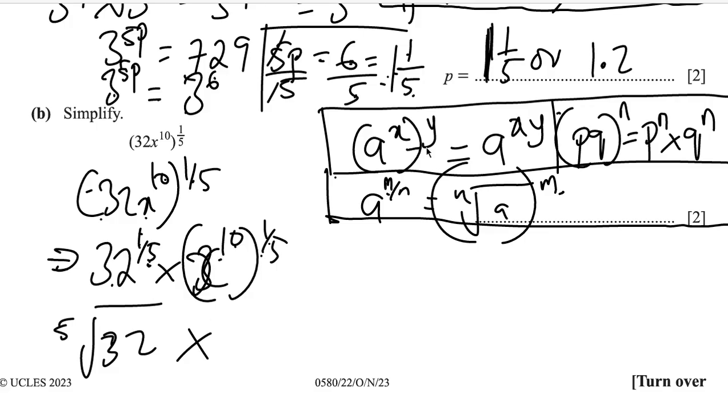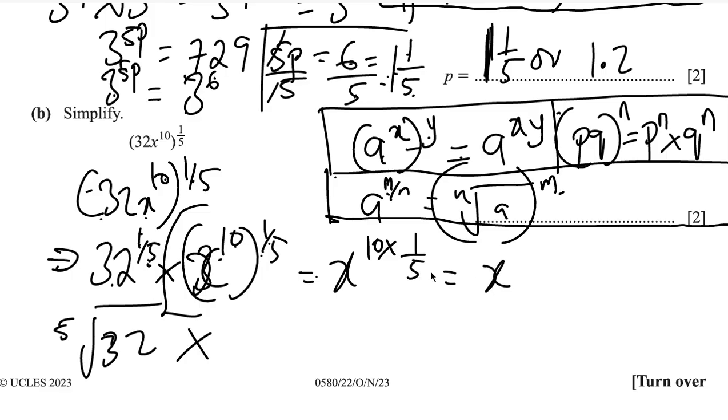And then we're going to use this law over here that says that a to the x raised to the power y is equal to a to the xy. So x to the 10 to the 1/5 is equal to x to the 10 times 1 over 5.